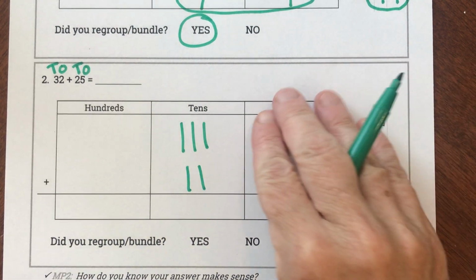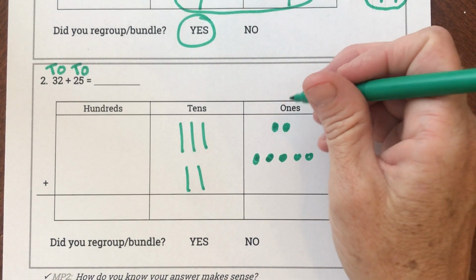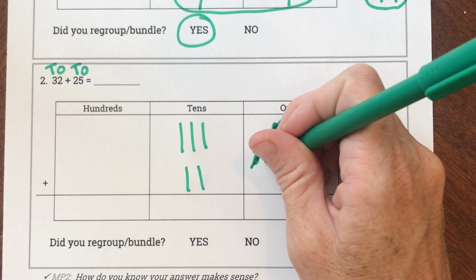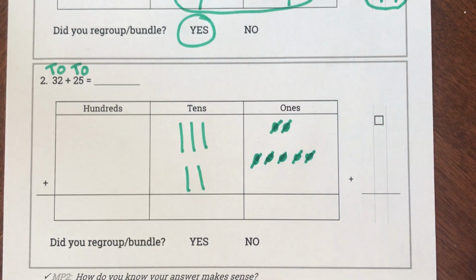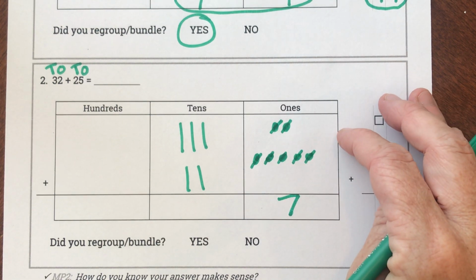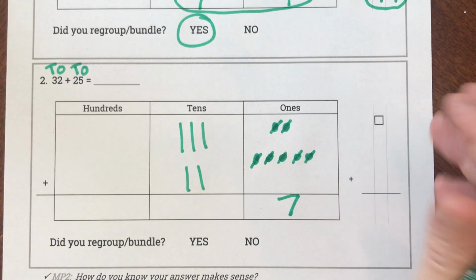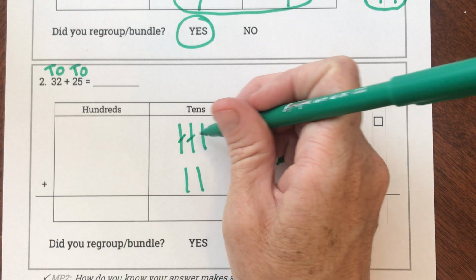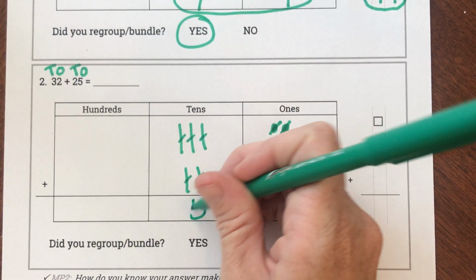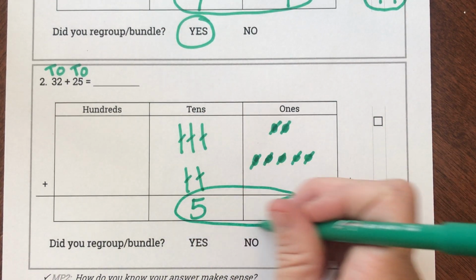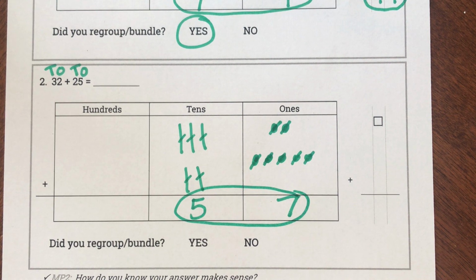Okay, so we always start in the ones column. Ready? 1, 2, 3, 4, 5, 6, 7. And notice we're not regrouping because we can't regroup or bundle unless we have 10. Okay, let's add over here. 1, 2, 3, 4, 5. Okay, so our sum is 57.